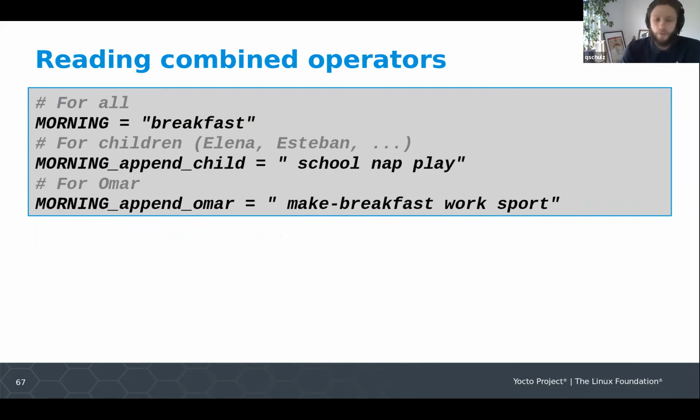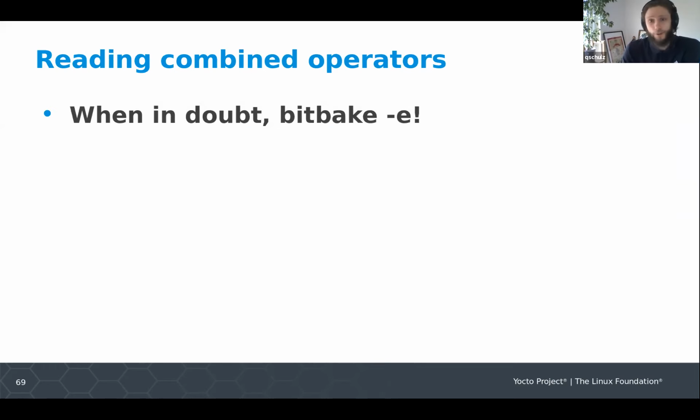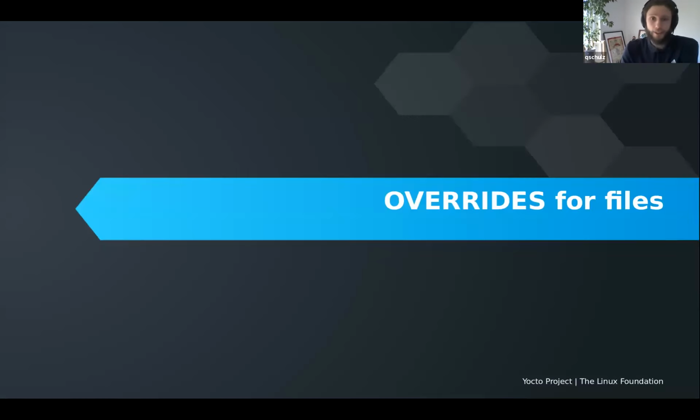Then you have an append that is specific to children, and then an append that is specific to Omar, and this works just fine. Anyway, when you are in doubt, just use bitbake -e, and you can figure it out from there. All right, so I have 3 minutes left. I have to speed up a little bit.